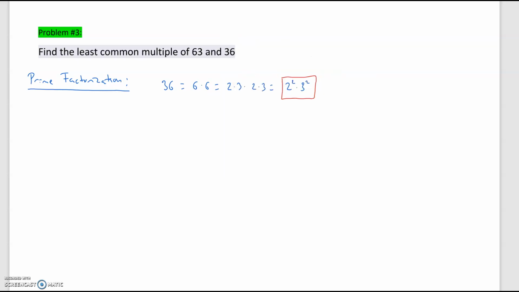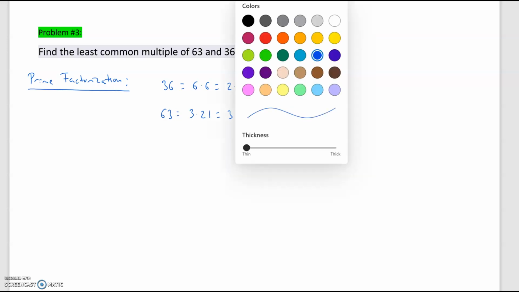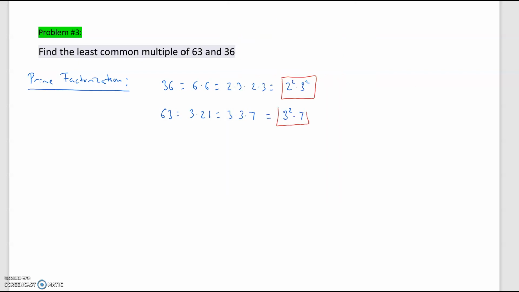For 63, we can break it down as, let's see, 3 and 21. And this will be 3 times 7. So this will be 3 to the second times 7. Let me double check that. And this is our prime factorization.